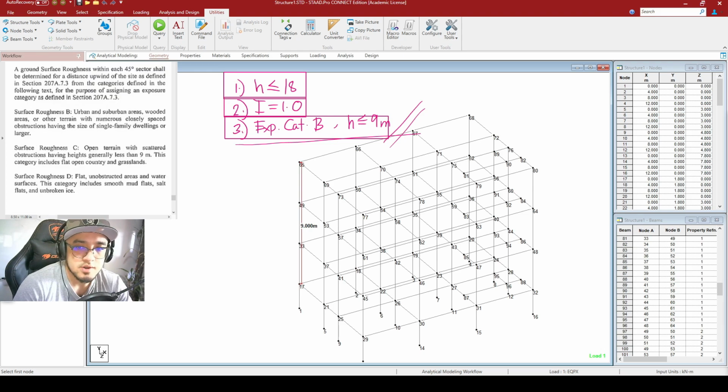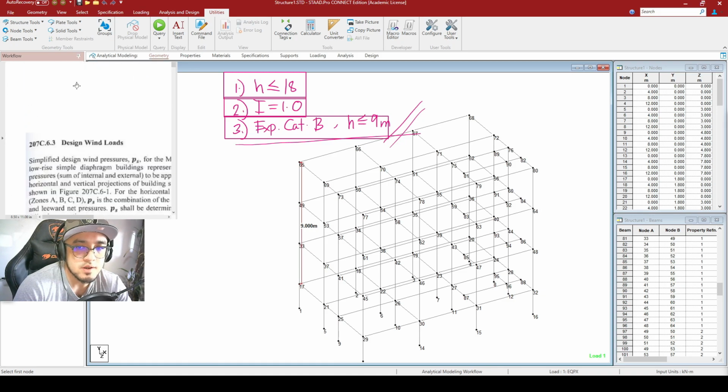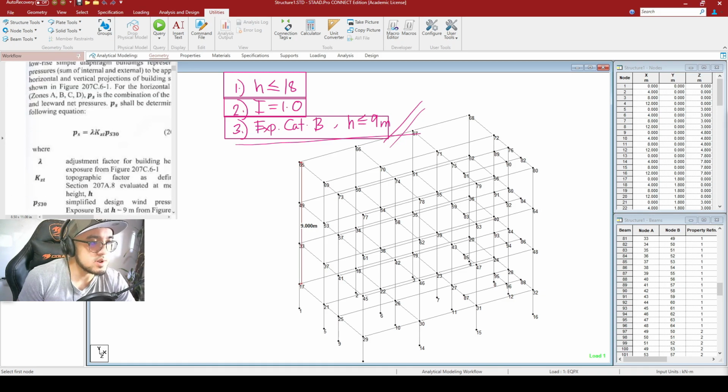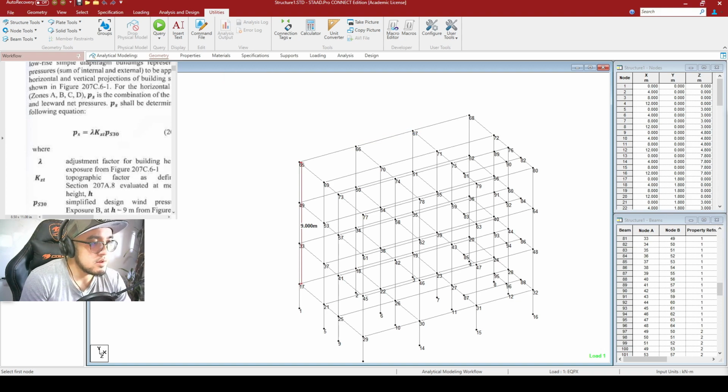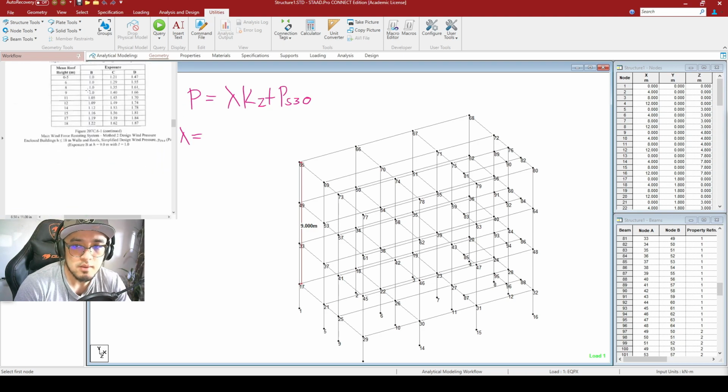So once again, looking at the PDF file to your left, we would be making use of this particular equation right here. So I would just be writing it on our screen. So the pressure P is to be equal to lambda times KZT times PS30. So for your lambda right here, let's go check what is to be the value for your lambda. So lambda is to be given by the table that I will be showing you right now. So it is to be this particular table right here.